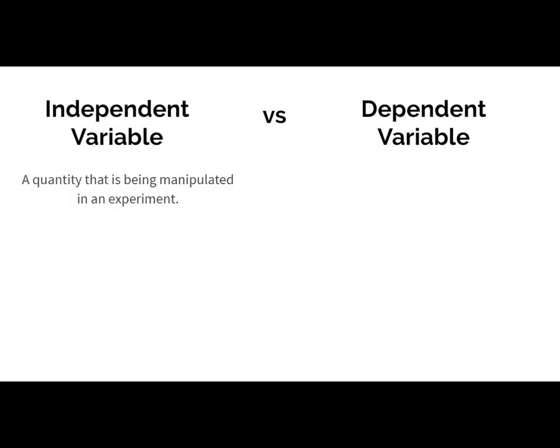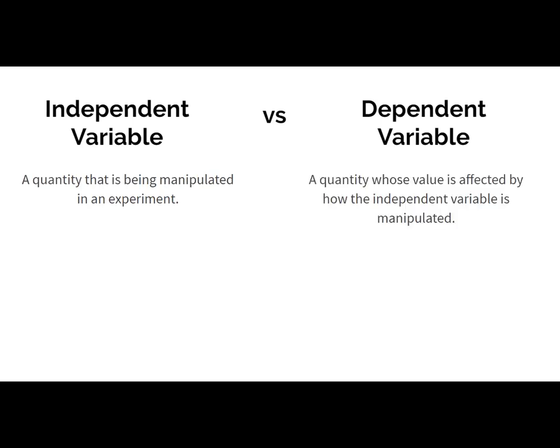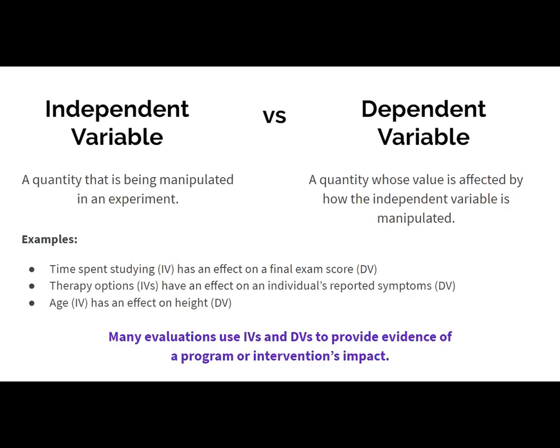So the independent variable, it's the quantity that's being manipulated. That's what you're changing. I am affecting it. And then the dependent variable is what's being changed because of how the independent variable is being manipulated. So some examples: time spent studying has an effect on the final exam score. And as you can see, they're often annotated in parentheses with IV and DV. IV independent, DV dependent.